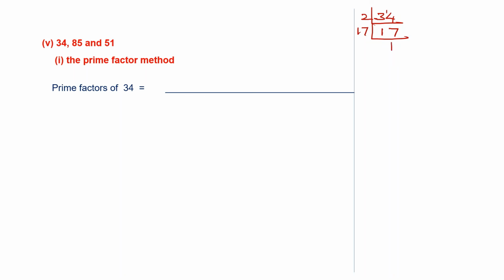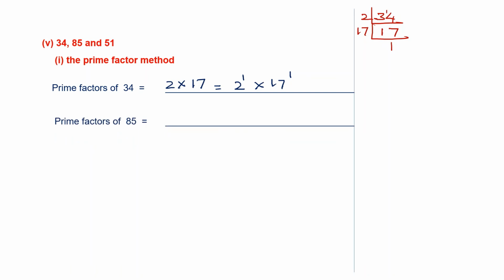So now let me write down the prime factors here. It will be 2 into 17, and if I have to put it in the form of the index form or the exponent form, I will write 2 to the power of 1 and 17 to the power of 1. Then we'll write the prime factors of 85. Let's find that out.